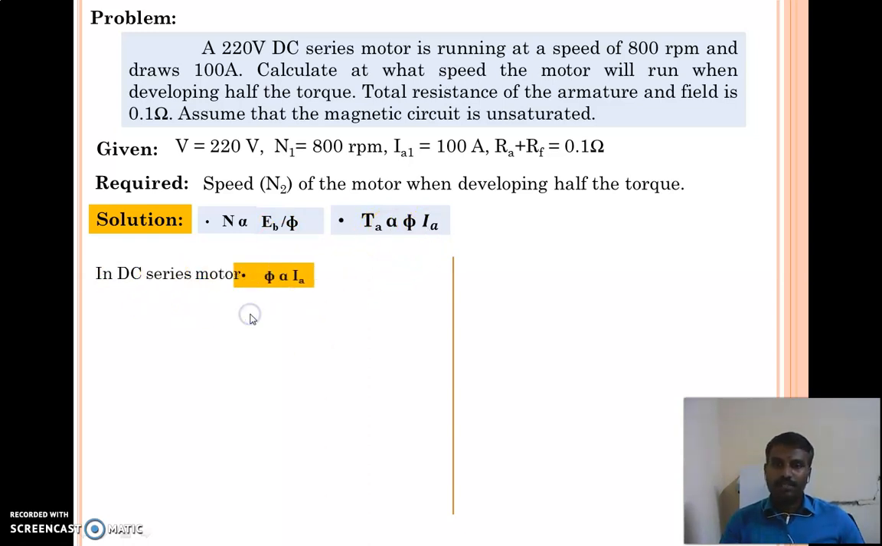But for DC series motor, flux value is always directly proportional to the armature current. So instead of writing TA is proportional to phi IA, you can write TA is proportional to IA square.